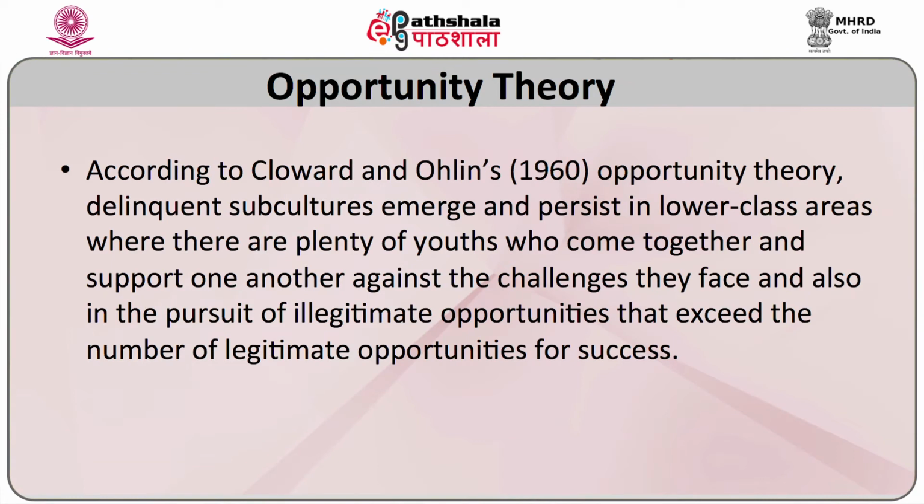According to Cloward and Ohlin's opportunity theory, delinquent subcultures emerge and persist in lower class areas where there are plenty of youths who come together and support one another against the challenges they face, and also in the pursuit of illegal opportunities that exceed the number of legitimate opportunities for success.